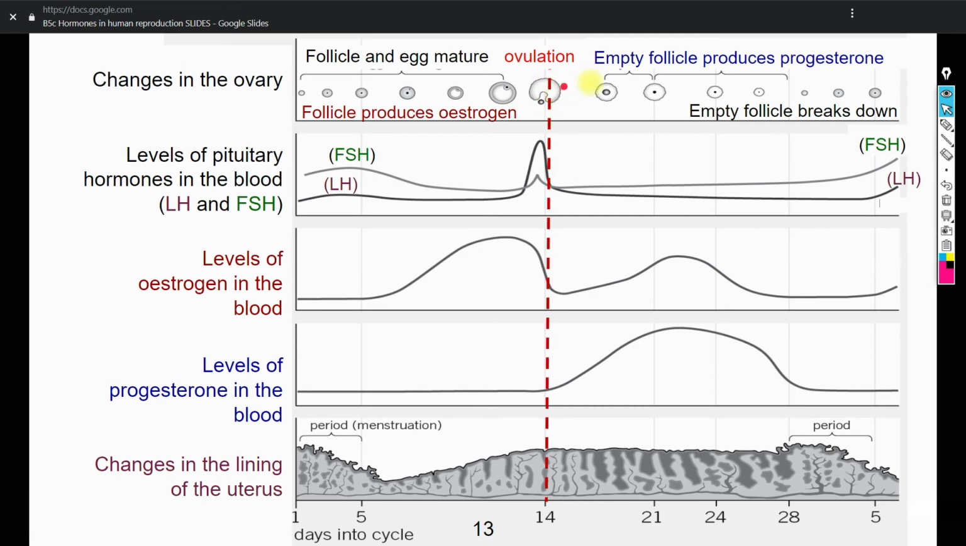Now after ovulation, the empty follicle starts producing progesterone hormone. Again, there's a graph of progesterone hormone here. It's very low for the first half of the menstrual cycle, but after ovulation we get the empty follicle. The empty follicle starts producing progesterone, and that goes up. Remember that progesterone is there to maintain the thickness of the lining of the uterus. So it keeps that uterus lining thick for the next couple of weeks.